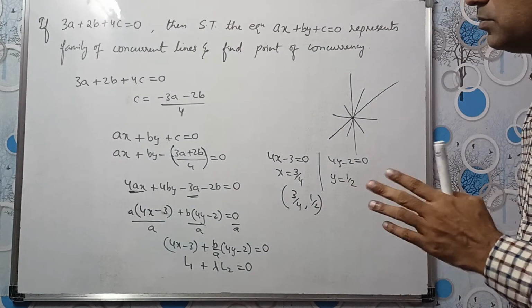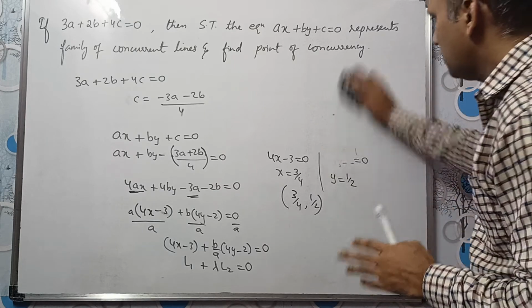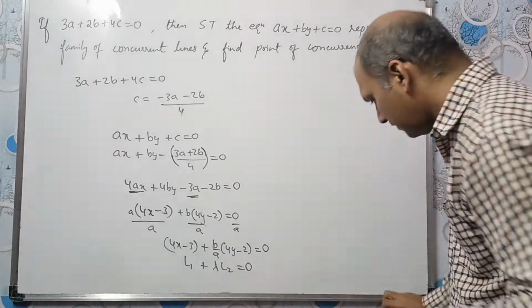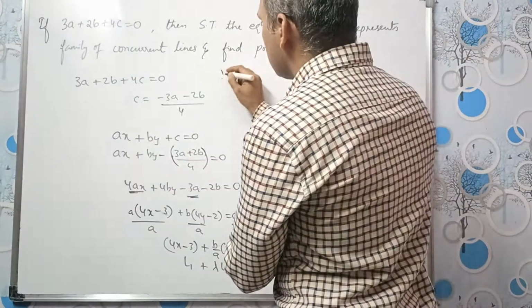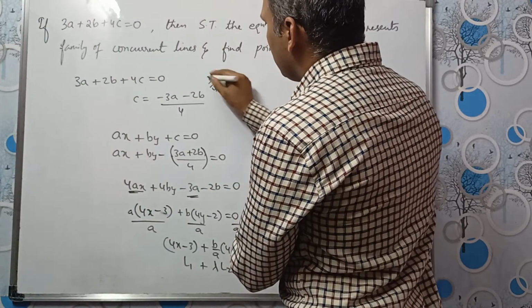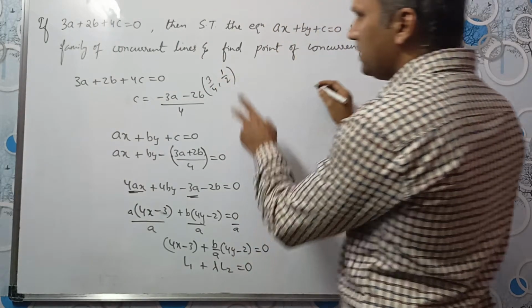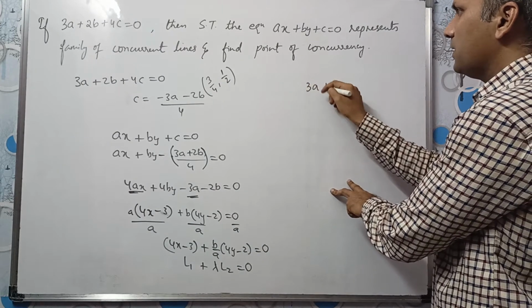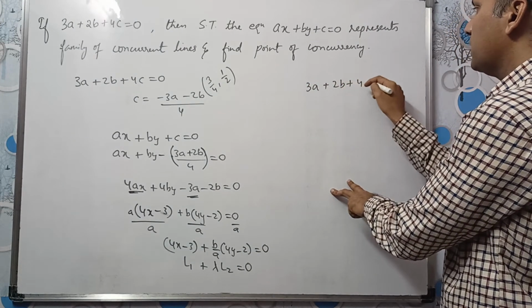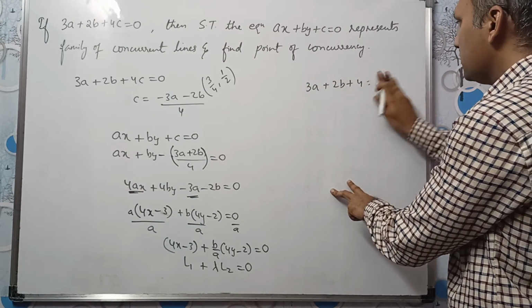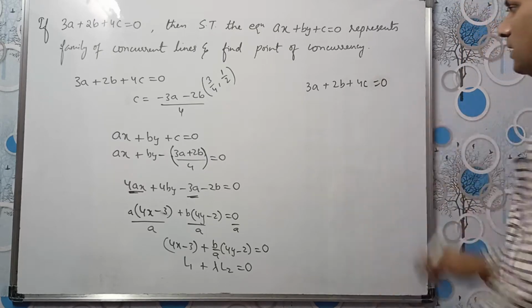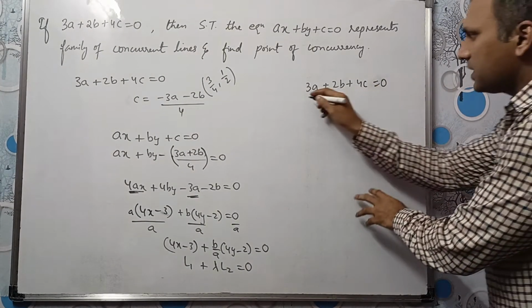But another, the easiest method is, see, we got 3 by 4 and 1 by 2, right? So let us write the answer here. 3 by 4 and 1 by 2. Okay, see, the easiest method we can do is 3a plus 2b plus 4c equal to 0. Okay, we'll divide both sides by 4 here.